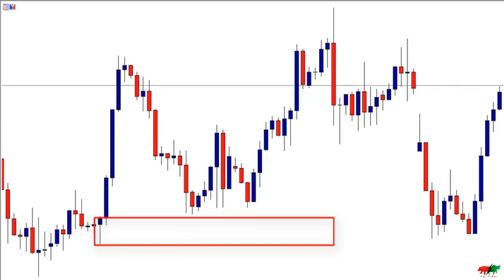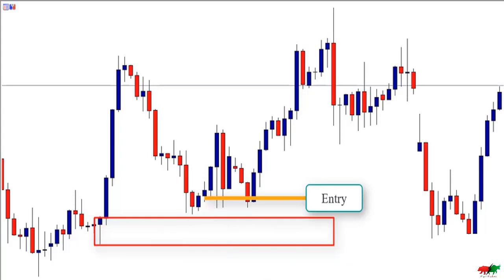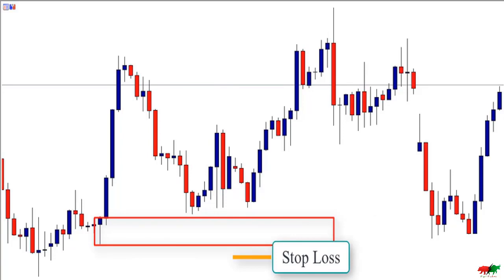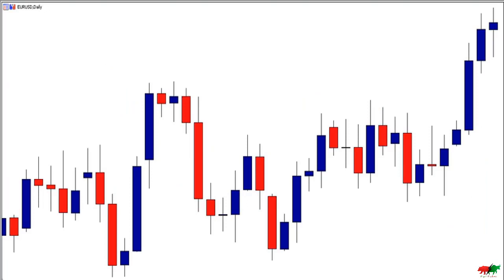You have a very strong level, which is this demand zone, and you know that buyers and sellers are in an indecision phase. So you have to pay attention to this price action pattern because the market will follow the inside bar breakout direction. So after the breakout of the mother bar or the inside bar, you should place your buy order. Your stop loss should be placed below the distal line and your profit target is the next resistance level. Look at another example.